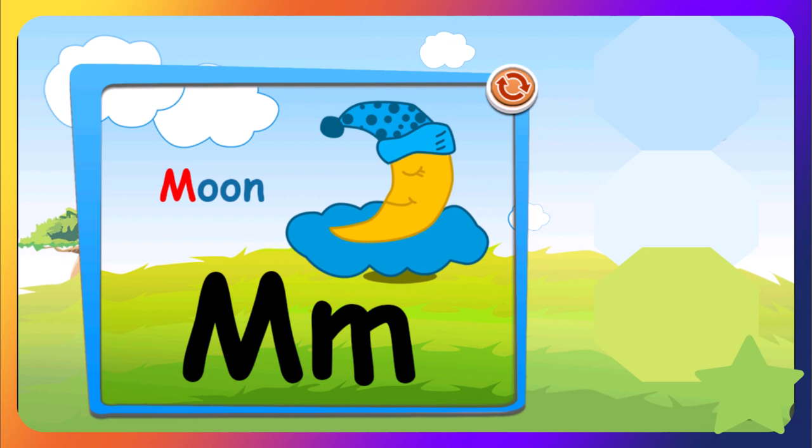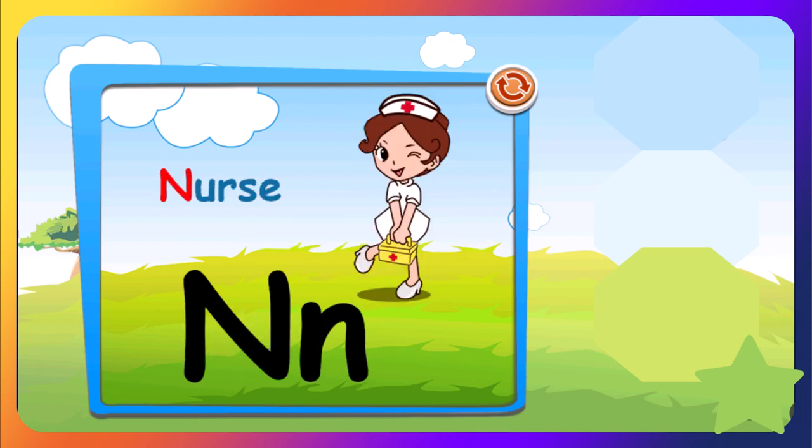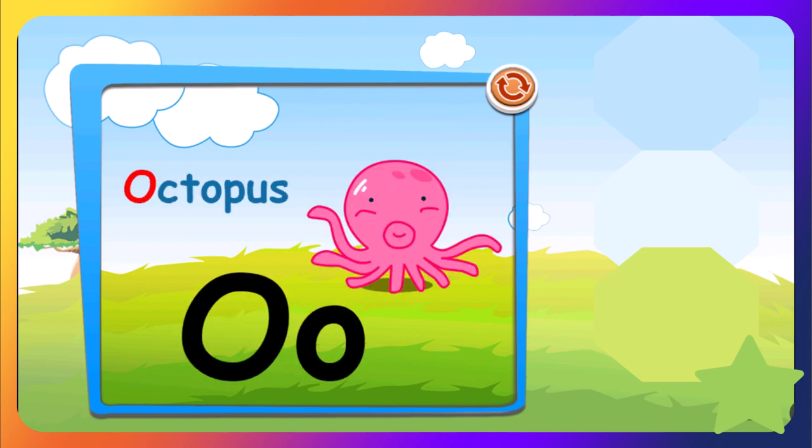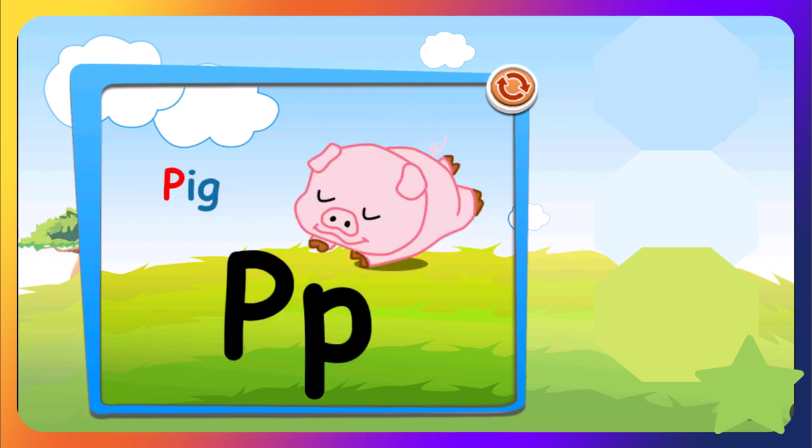M is for moon. N is for nurse. O is for octopus. P is for pig.